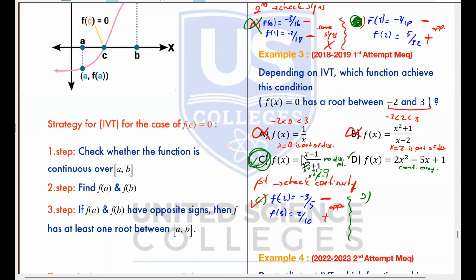The function is continuous over this interval, and the signs of f of negative 2 and f of 3 are opposite, so that's our answer.